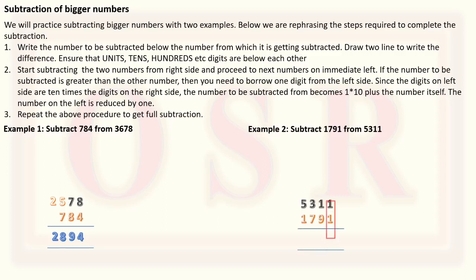Again we look at units place. 1 minus 1 is 0. Right? So we write down 0. Next digit, 1 minus 9. So we have to borrow 1. 3 becomes 2. 1 goes to the other side to become 10. 10 plus 1, 11. Right? 11 minus 9 is how much? 2. So we write down 2.